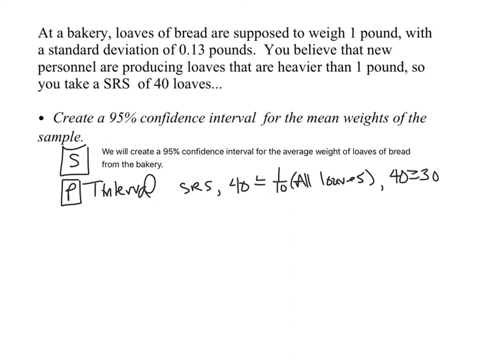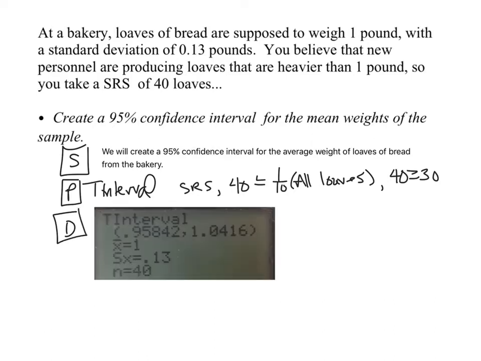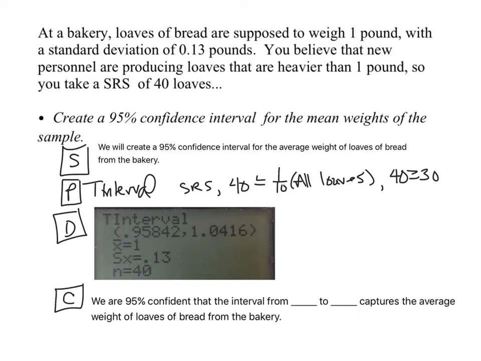So our do, we get this is our interval. If you've forgotten how to type that in, please go back and watch an older video about that. And then, of course, our conclude. We are 95% confident that the interval from 0.96 to 1.04 captures the average weight of loaves of bread from the bakery.